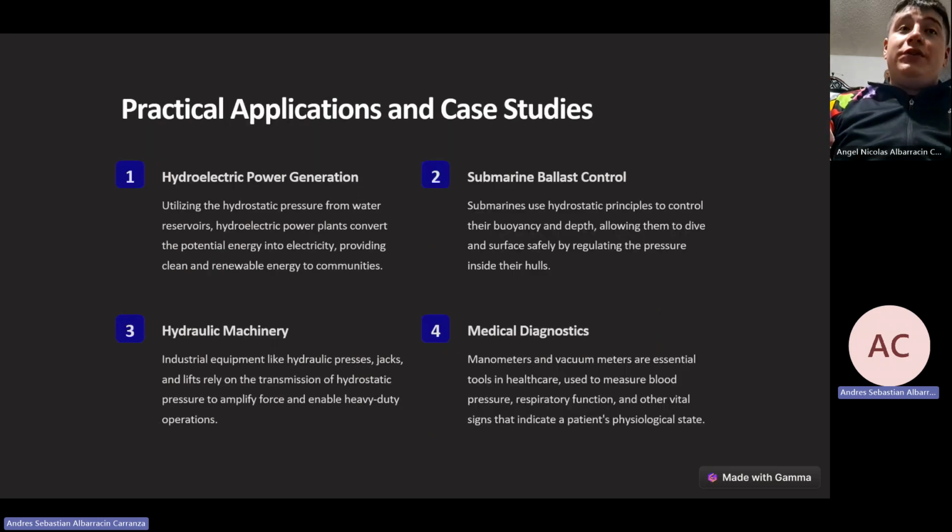We have seen some practical applications of hydrostatics and cases that we can study. We have hydrostatic power generation, like I mentioned at the beginning. We also have submarine ballast tank control, heavy machinery, and medical diagnostics, where the manometer can help us with the different kinds of pressure that we have in medicine. And everything about the pressures is specific to hydraulic machinery. I mean, this is so essential. So these are the different points.